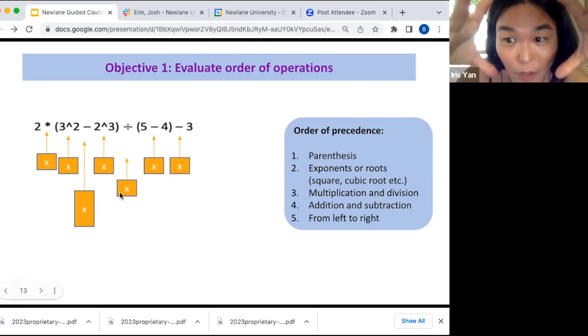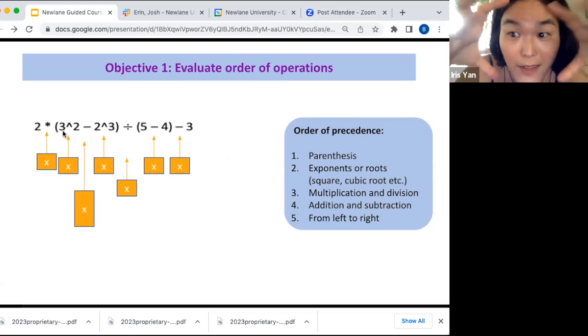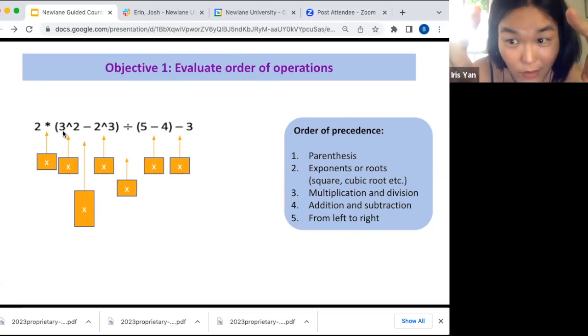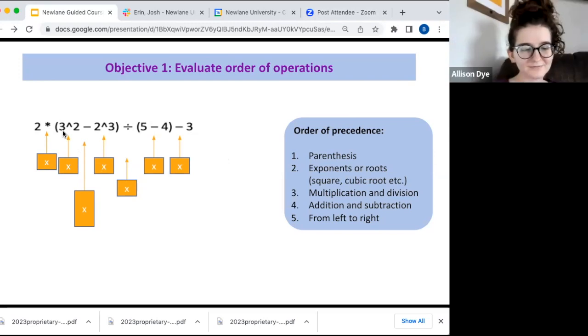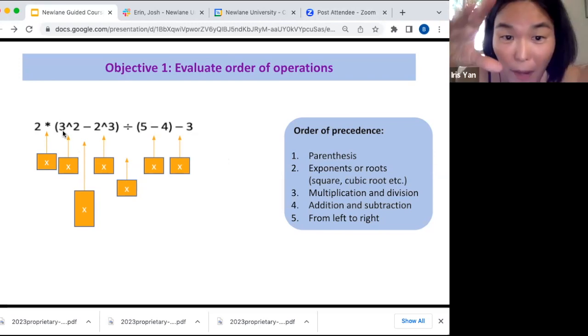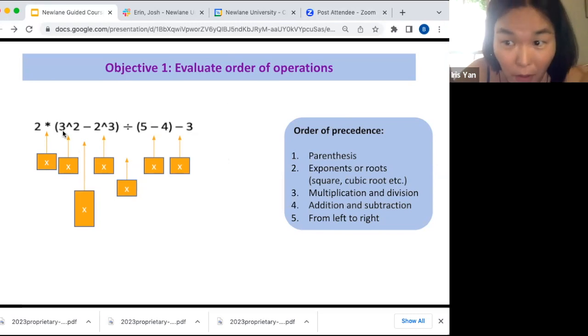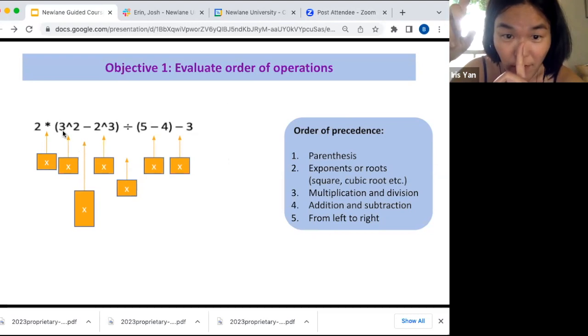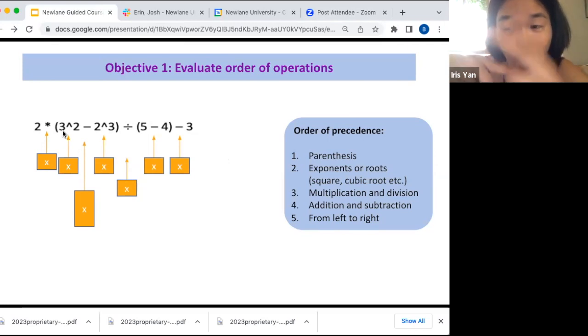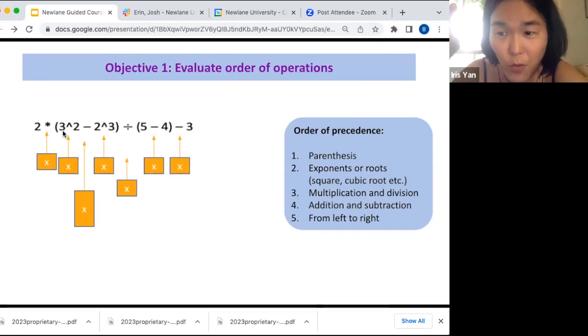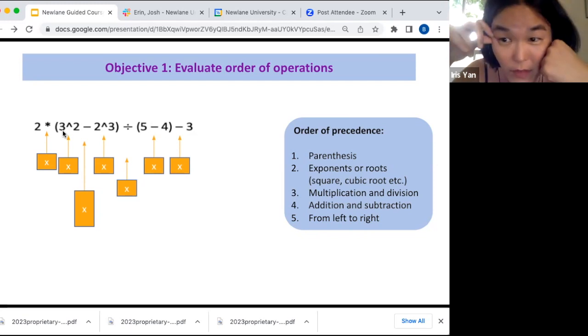So what's inside the parenthesis becomes 9 minus 8, which is 1. Yes? So now I have 2 times parenthesis, 1 inside, and then divided by, and then, hey, parenthesis again. So I got to solve the parenthesis first. So I do 5 minus 4, which is again 1. So I have 2 times 1, which is 2, divided by 1, which is 2 times 1. So that's 2 still, right? So 2 times 1 times 1, that's 2. And then finally minus 3. So then it becomes 2 minus 3, that's negative 1. Is that okay?